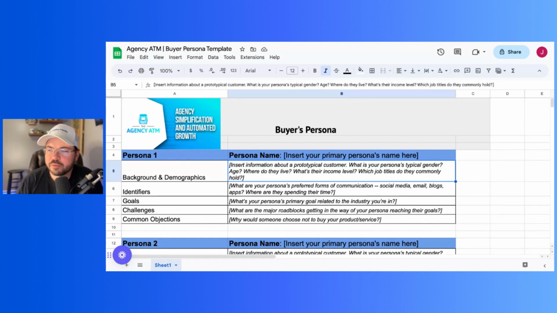And then you want to dive in a little bit deeper. Okay, identifiers. What are the preferred forms of communication? Do these people hang out on social media a lot? Do they read emails a lot? Are they on blogs? Are they on apps? Where are they spending their time?